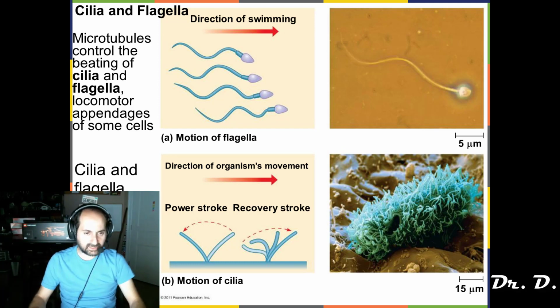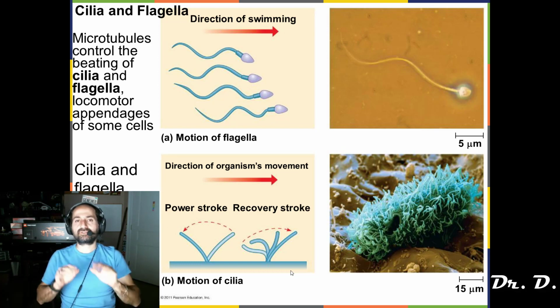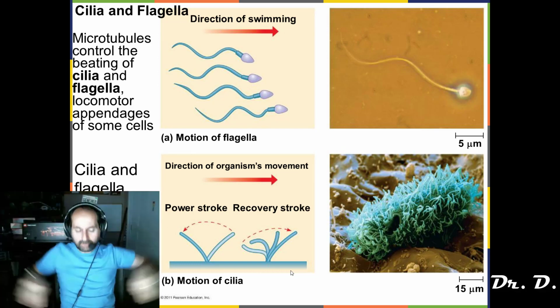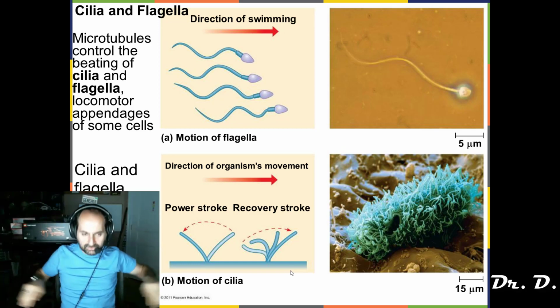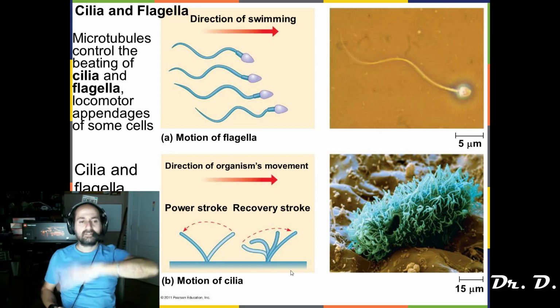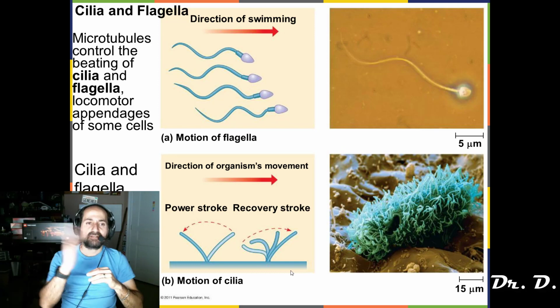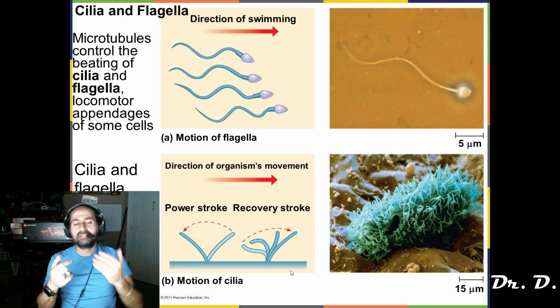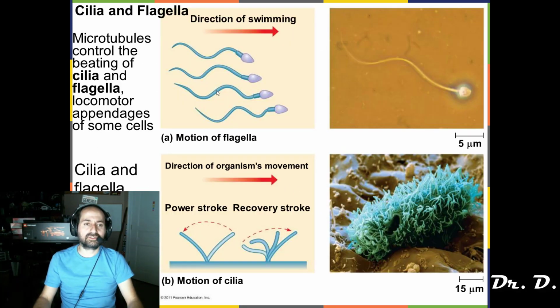Notice what it says here at the bottom. There is a power stroke. So it goes woof, and then it recovers. Can you imagine the breaststroke when you're swimming? You do a stroke, and then you bring your arms in, you recover, and then you do another big stroke. That's a lot different than going straight back, straight forth. So I want you to know that flagella beat back and forth like a fishtail, whereas cilia have a power stroke and a recovery.